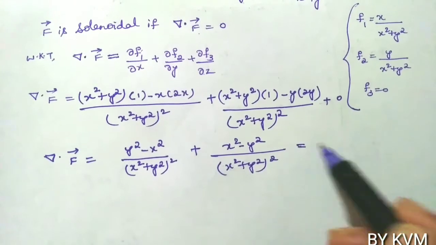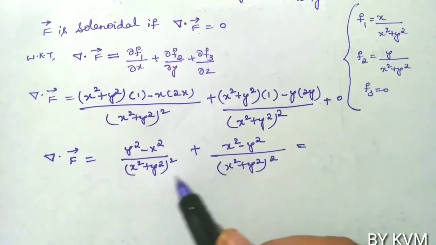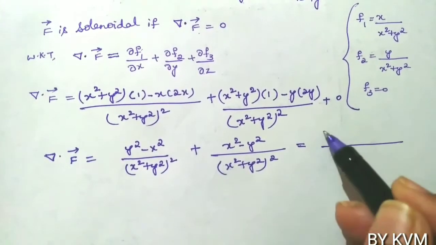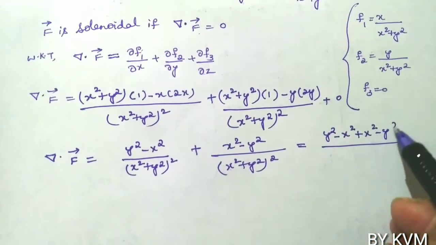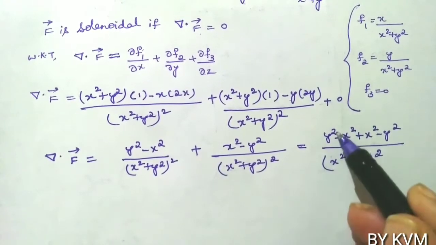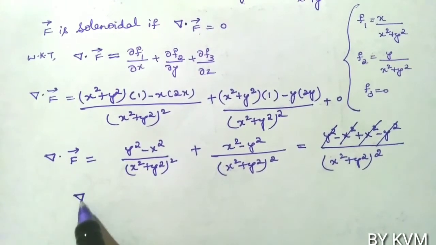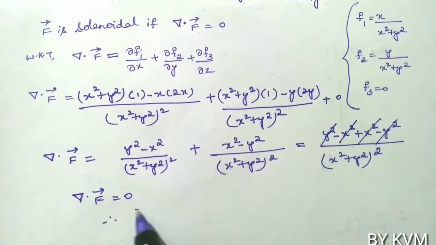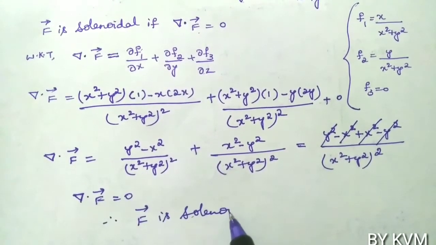So this is equal to, the denominator is the same in both the terms. There are two terms here. In both the terms, the denominator is the same, so we can add the numerators. So y² − x² + x² − y², in the denominator (x² + y²)². So y² gets cancelled, x² gets cancelled. So del dot vector f is 0. So therefore vector f is solenoidal.